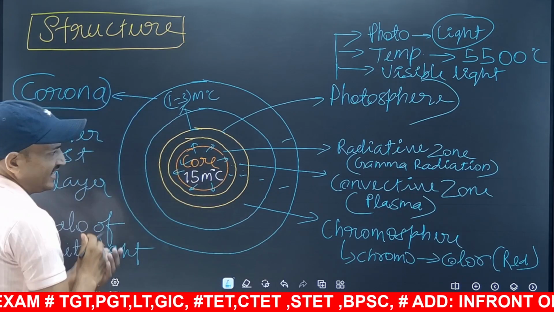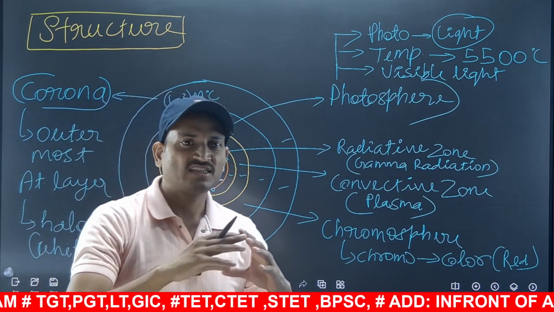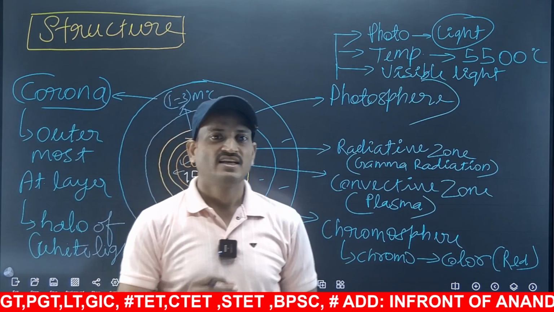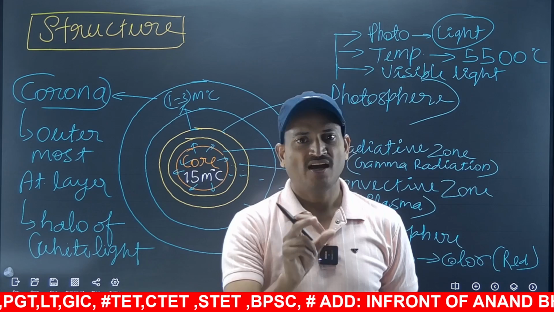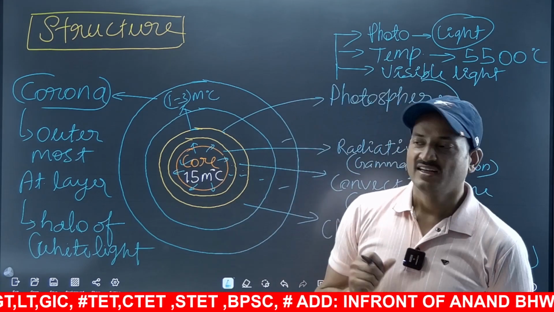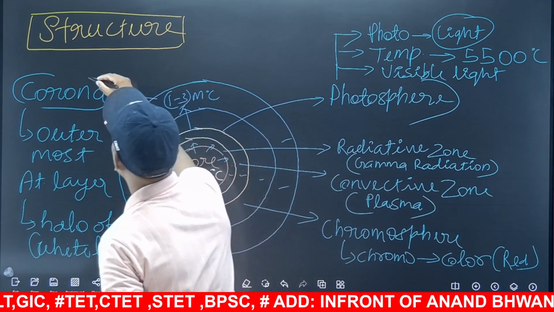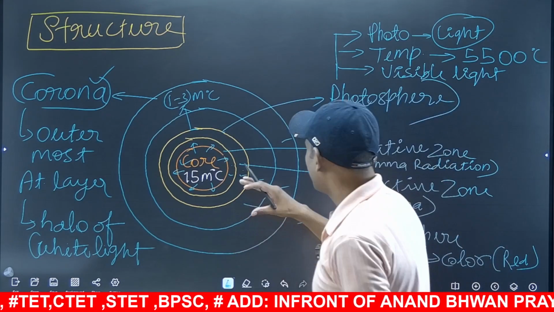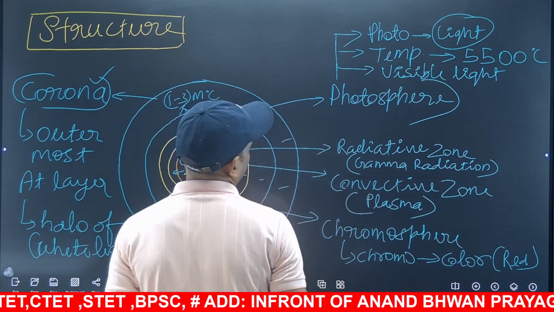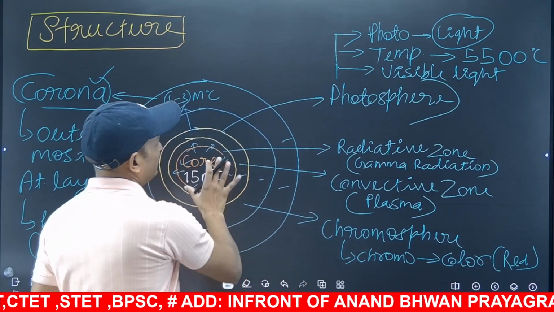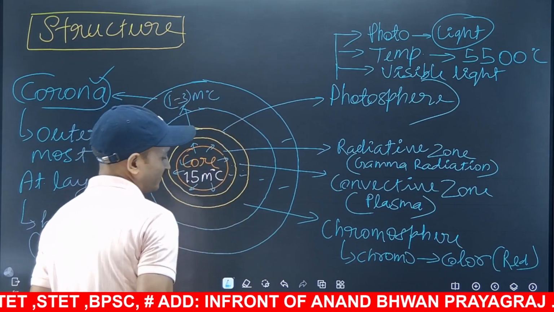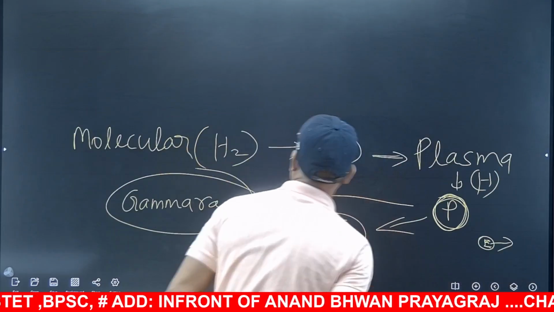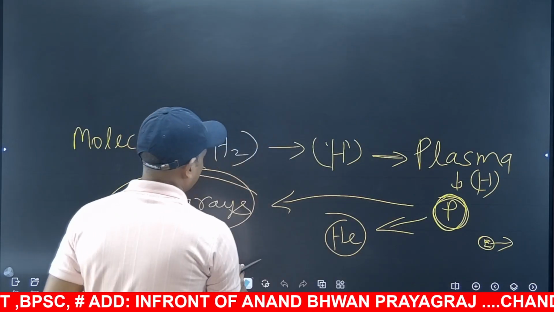If they are asking in the exam, for example, which is the outermost layer of the sun, they can give you various options like chromosphere, corona, photosphere. Then you will have to find out that corona is the outermost layer of the atmosphere of the sun. So they can frame various types of questions from here. That's why it is important to understand the structure of the sun. In the next section, we'll be studying about motions.